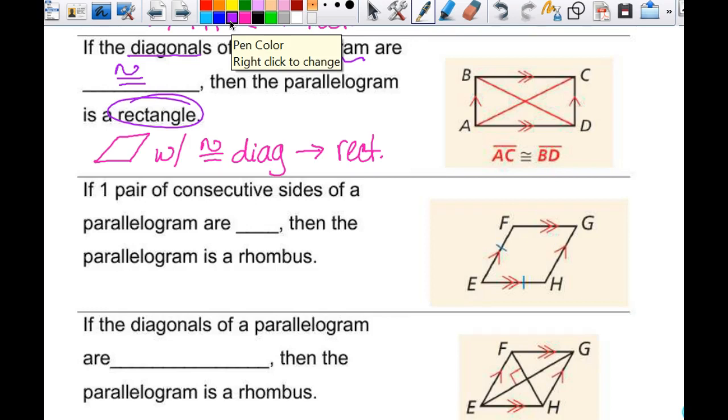And this is important that it's a parallelogram, because if you just have a quadrilateral that has congruent diagonals, it could be a rectangle, but it also could be not just any trapezoid, but I don't know if this is a great picture, but an isosceles trapezoid. So not all trapezoids have congruent diagonals, but an isosceles trapezoid does. And so since it says it's a parallelogram, then it can't be this, because this is not a parallelogram.